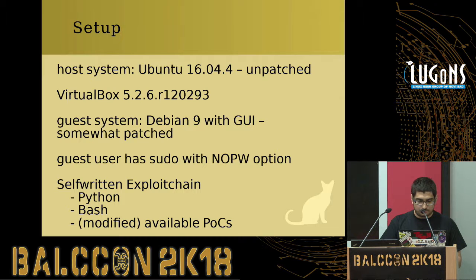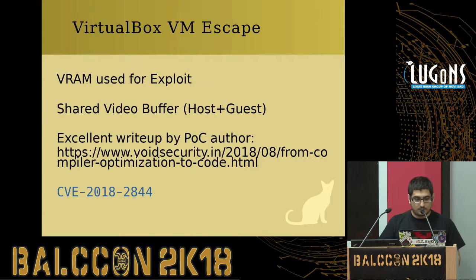Let's check out the VirtualBox VM escape. So the virtual RAM was used for this exploit. So that's a shared video buffer between host and guest system. And in the end, there was the shellcode in the virtual RAM buffer, and it got executed by the host system, and it was a reverse shell. It's also connecting to a reverse shell exploit code. There's the CVE. There's an excellent write-up by the proof of concept author, and he also helped me with some of the questions I had.